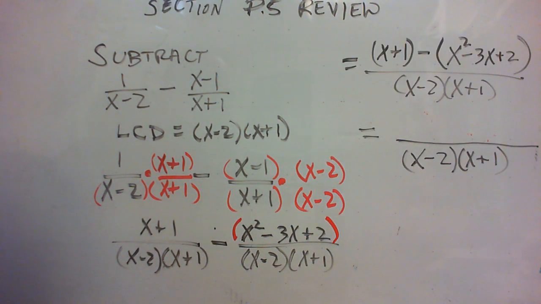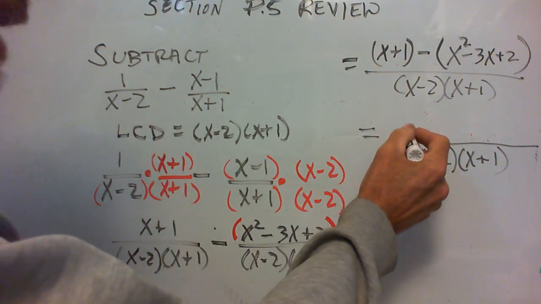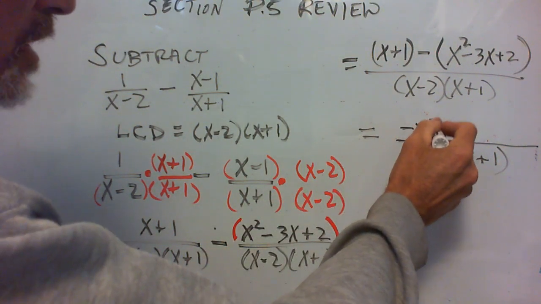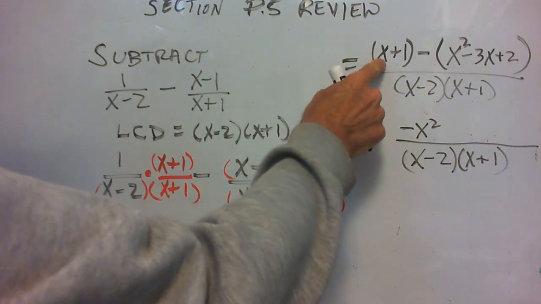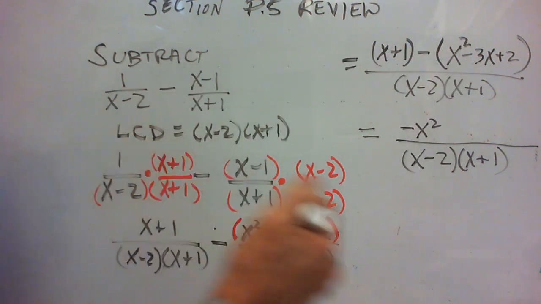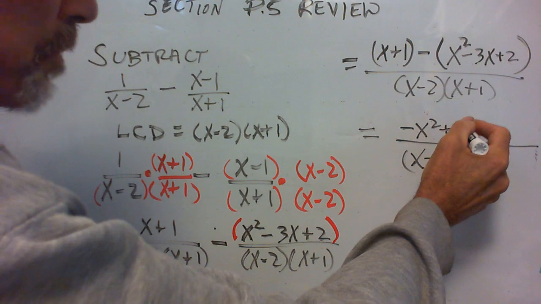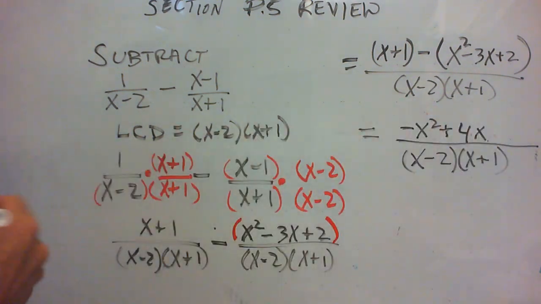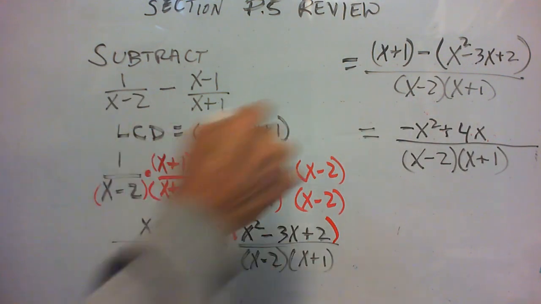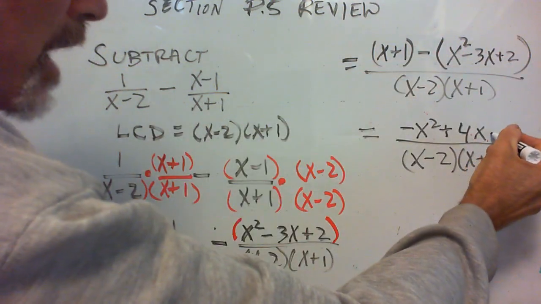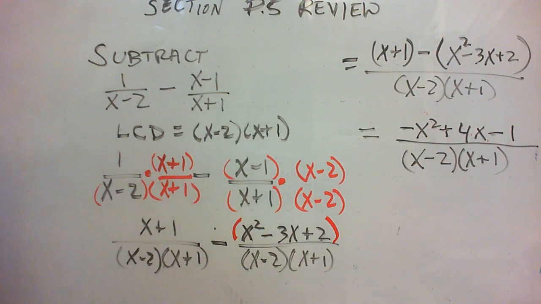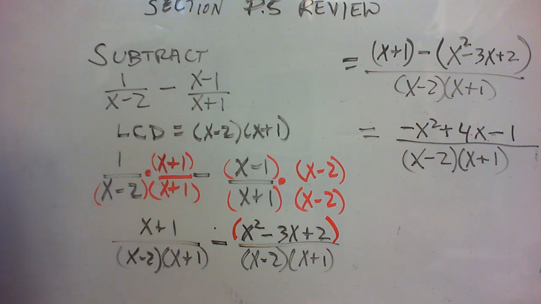So when we subtract, you get a negative x squared. When we subtract negative 3x, we're actually adding 3x to the x, so it's plus 4x. This is where people trip up. And then we're taking 1 minus 2 makes a minus 1. So that's our final answer there. Negative x squared plus 4x minus 1 over the common denominator, x minus 2 times x plus 1.